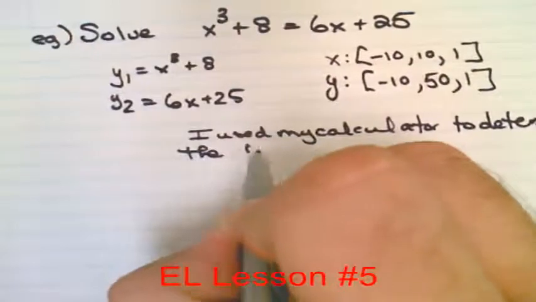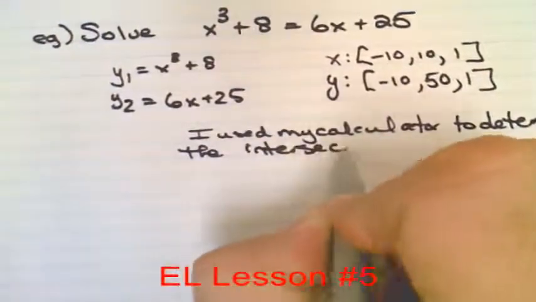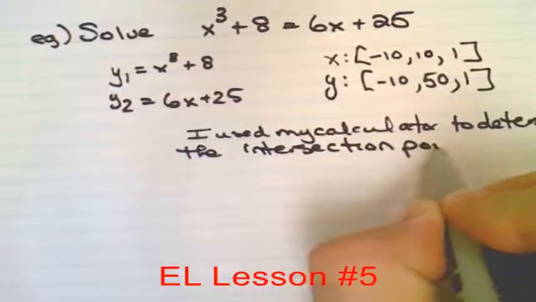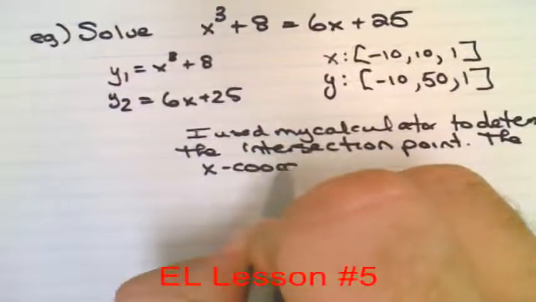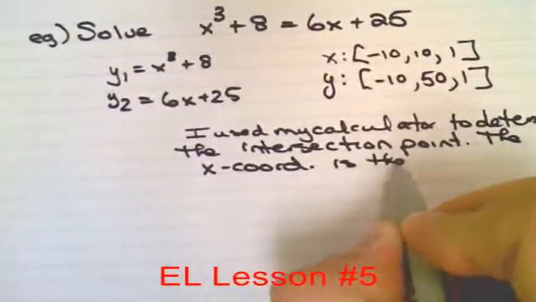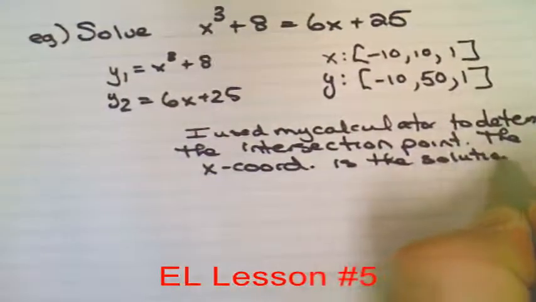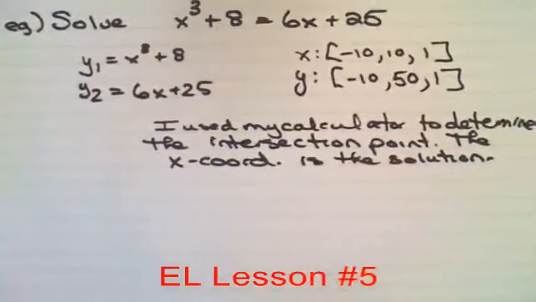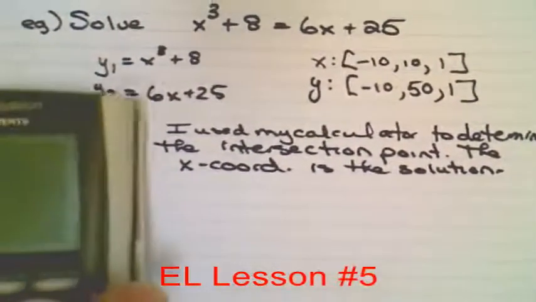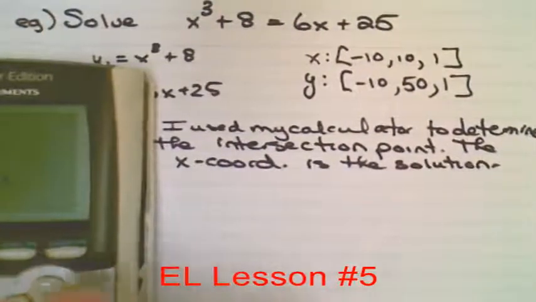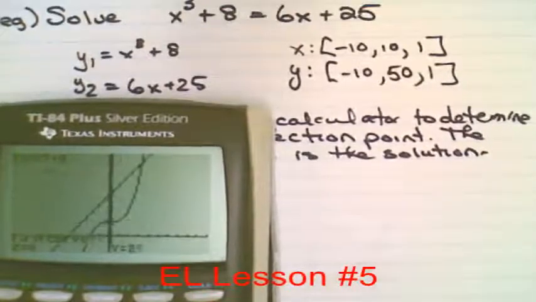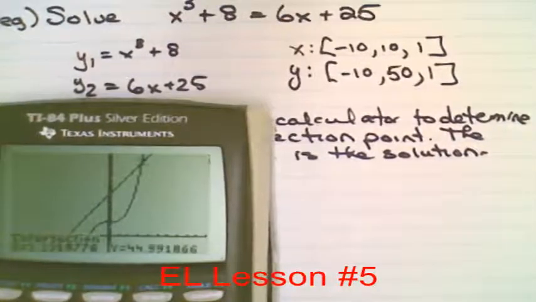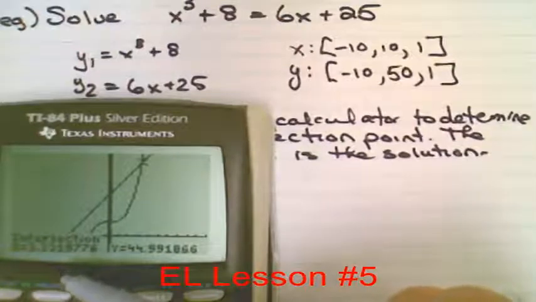Next, I need my description. So that is the canned description. I used my calculator to determine the intersection point, the x-coordinate is the solution. Okay, so I've got my little canned sentence, and then from there I just use my calculator.